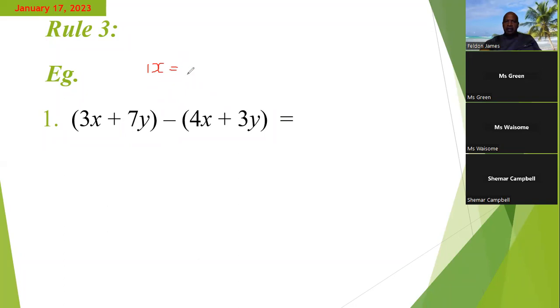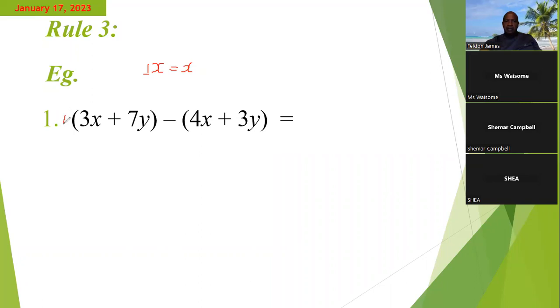So here we have 1 times x, you will get back x. Because of that, we can always use 1 as the coefficient of any unknown where you don't have any obvious number in front of them. The same thing with brackets. You don't have any obvious number out here. What you're really doing is to use 1 to distribute.